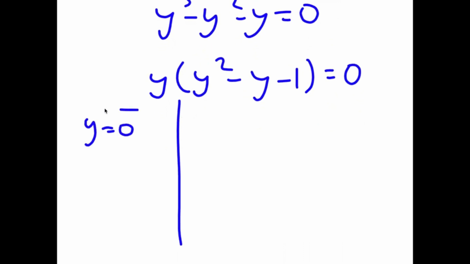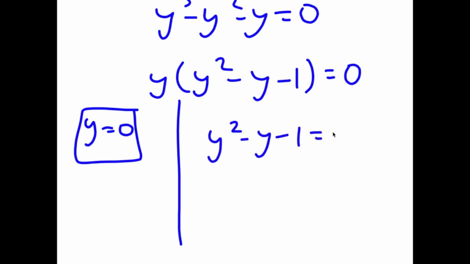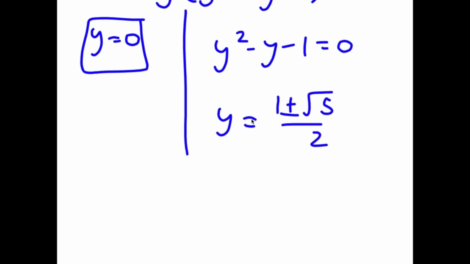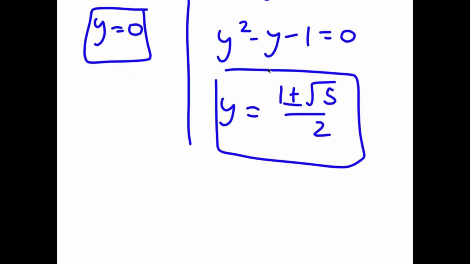I have y is equal to 0, which is a solution of y already, and I have y squared minus y minus 1 is equal to 0. And to solve this, I would have to use the quadratic formula, and I'm not going to waste your time by doing all of that, but if I solve this, I should get that y is equal to 1 plus or minus the square root of 5 over 2. So these are two more solutions of y.